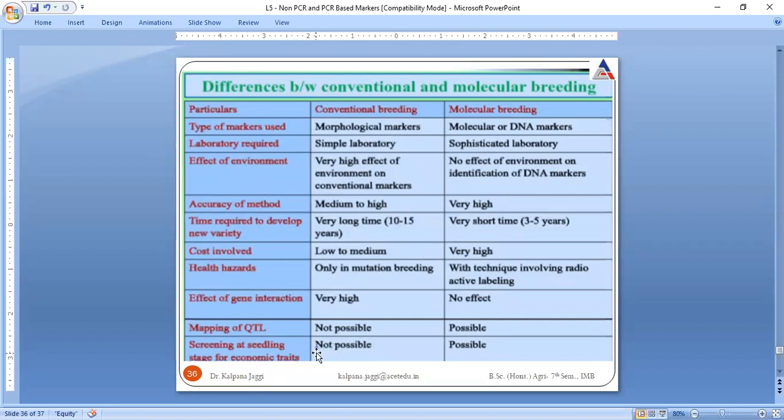Here you cannot screen at the seedling stage because you need to wait at least 7 years, if it is 10 to 15 years, to conduct those preliminary yield trials. You have to wait for at least 5, 6 to 7 years, right? But here, whatever we are modifying, whatever we are going for, whether it is going to improve your economic structure or not, that itself can be screened at the seedling stage only.